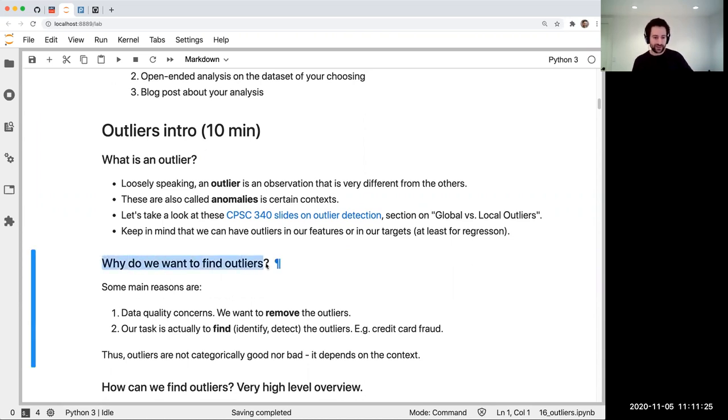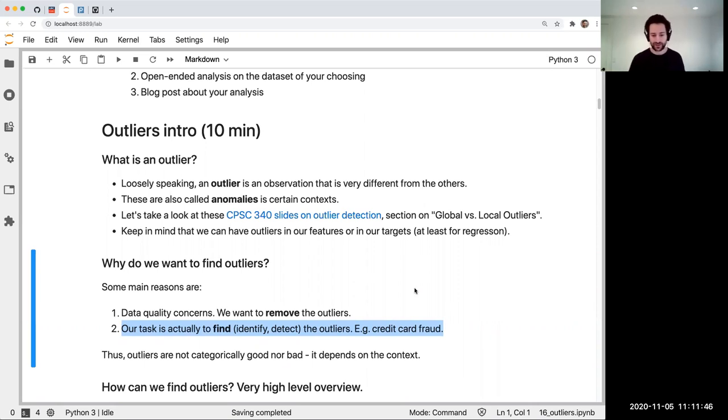Why do we care about outliers? One of them is, as I just said, they shouldn't be there. Someone typed something in wrong into the data set, and now it's just going to mess everything up. Another reason is actually not because we want to find the outliers to throw them away, but because the entire task we're doing is just to find the outliers.